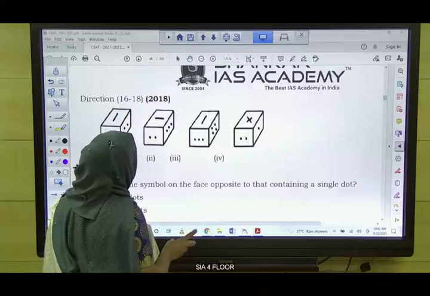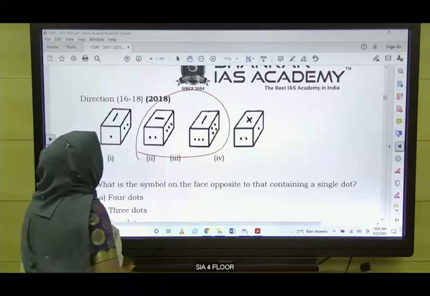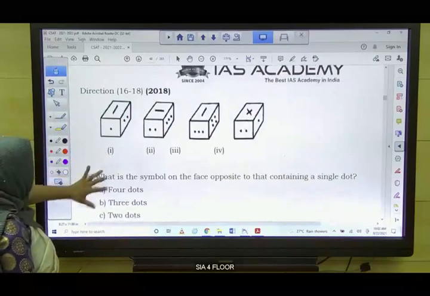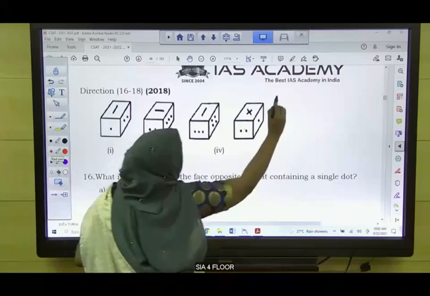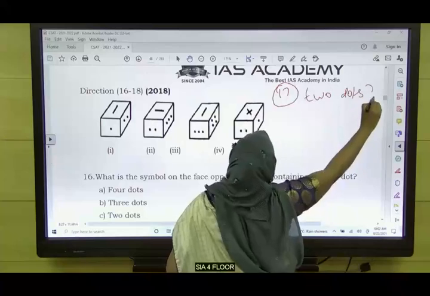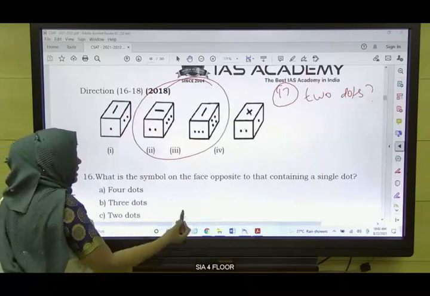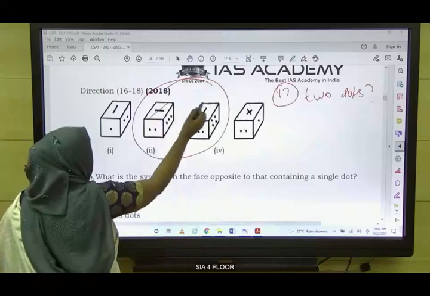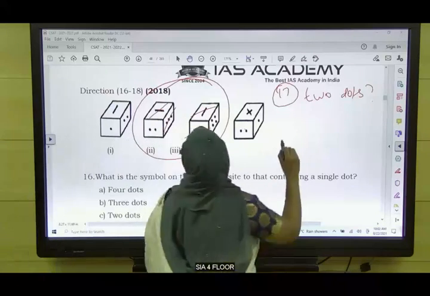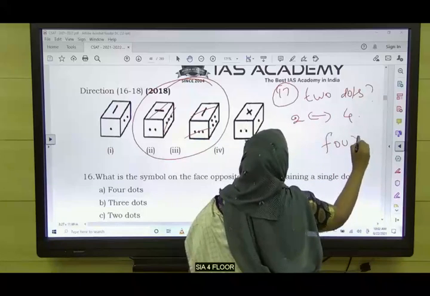So should I compare now? Yeah, I'll better compare these two. What is opposite to two dots is the question. So 17th question, what is opposite to two dots? I'll compare dice 2 and dice 3 so that I can make the cancellation: this line and line get cancelled, and 3 and 3 get cancelled. So 2 is opposite to 4. So what is opposite to 2 dots? 4 dots.